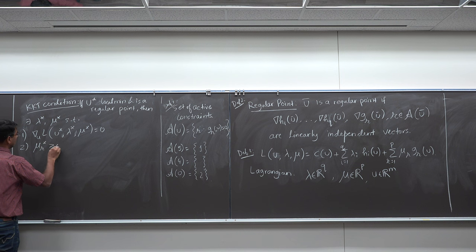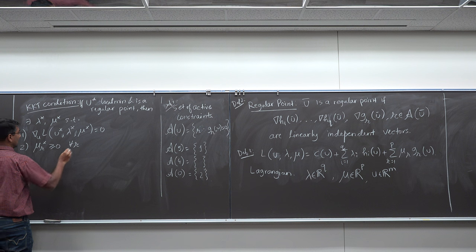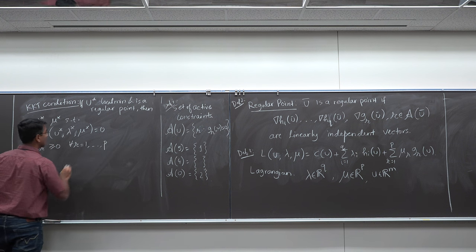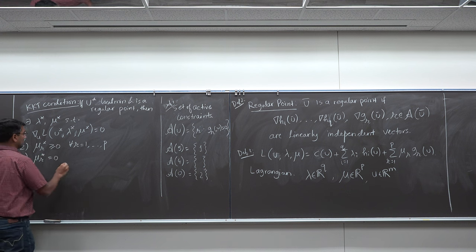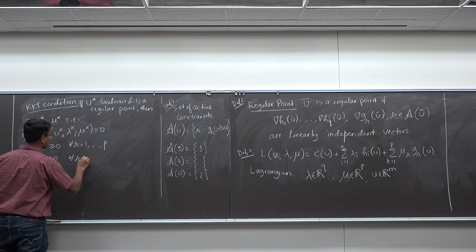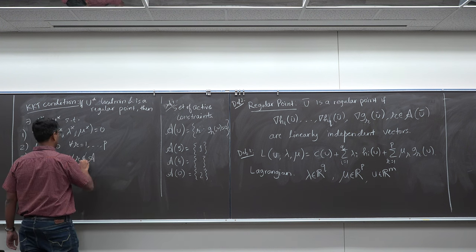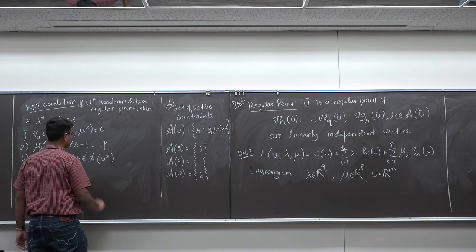Mu r star is greater than or equal to 0 for all r. Mu r star is equal to 0 for all r not in A of u star.